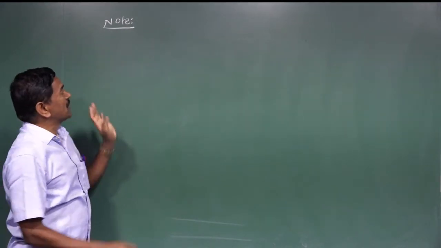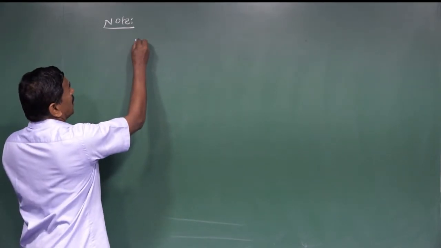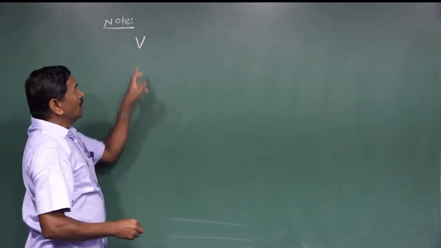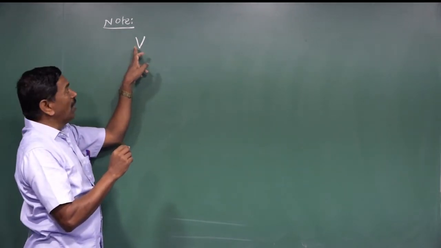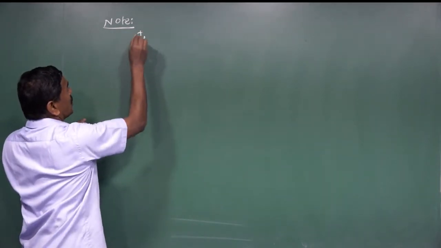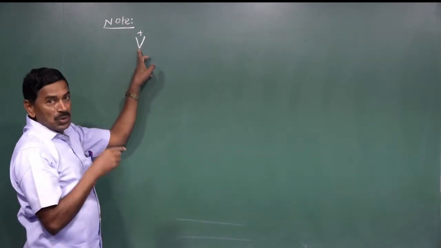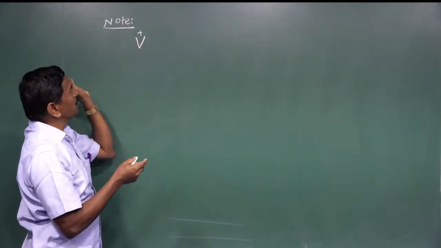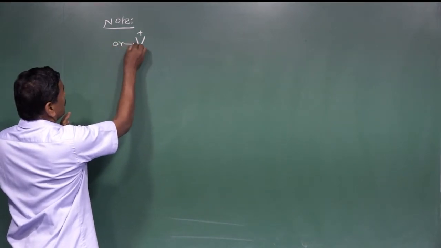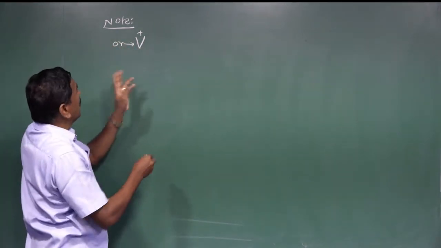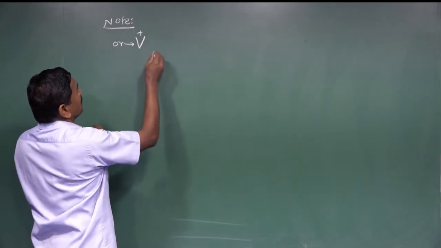See, the first one is, for example, the inverted cap. This inverted cap denotes OR. OR means addition, that's all. Inverted cap denotes OR, and OR means addition.